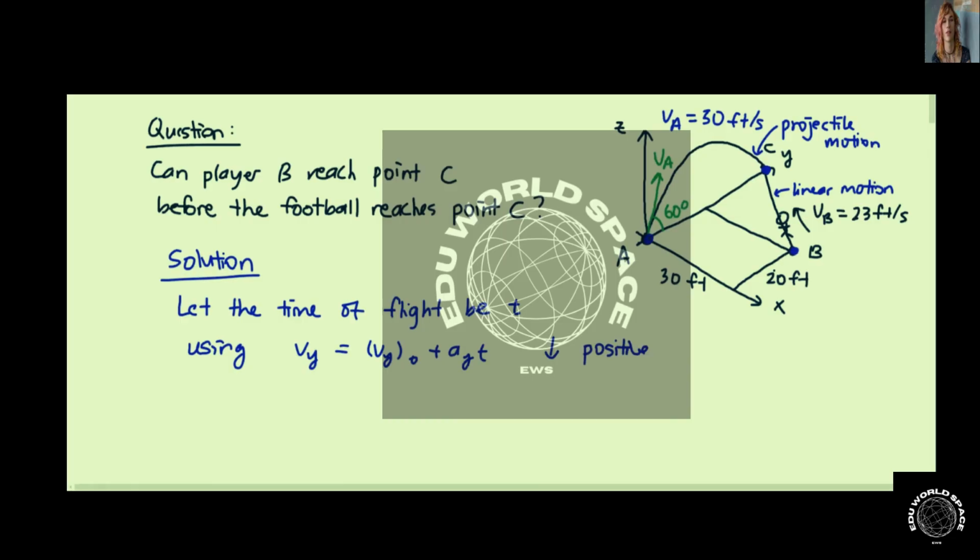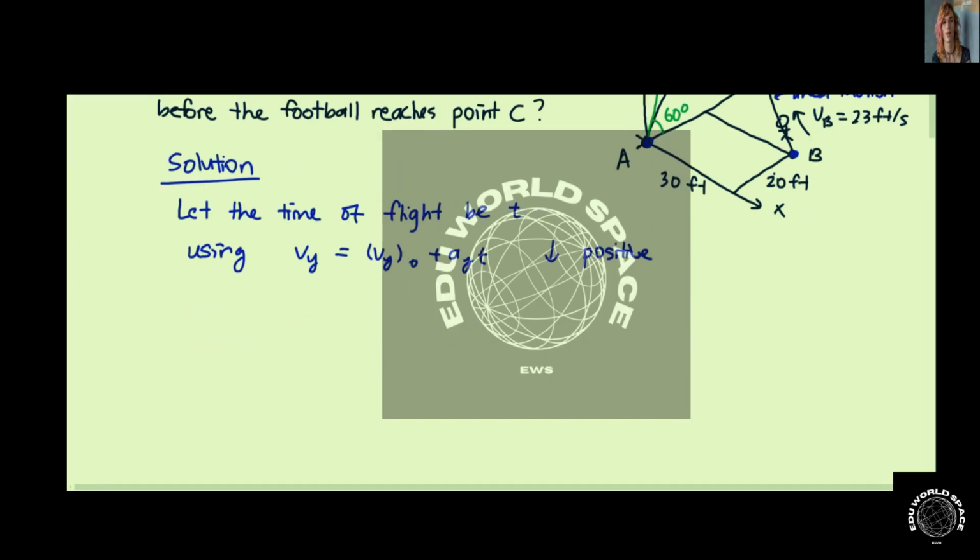If you look at A and C, the projectile motion, we have V at A pointing like that, and V at C pointing in this way. So the initial is going to be negative V sine theta, and the final will be V sine theta. So V sine theta equals negative V sine theta plus gt. So t is equal to 2V sine theta divided by g.